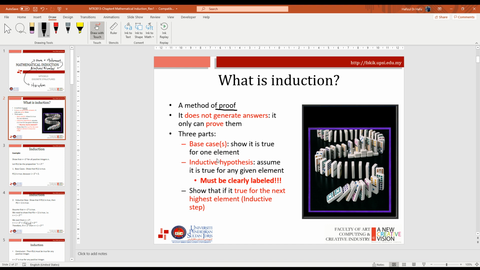Okay, and then the inductive hypothesis. Second one, you assume it is true for a given element. Must be clearly labeled. And then thirdly, show if it is true for the next highest element, the inductive step. Inductive step is to prove that the element is true for the next iteration.